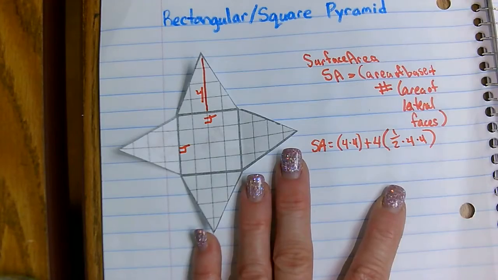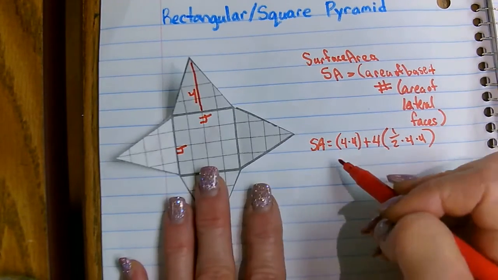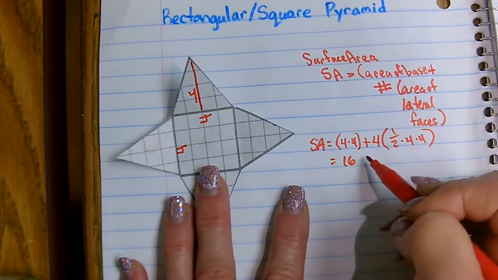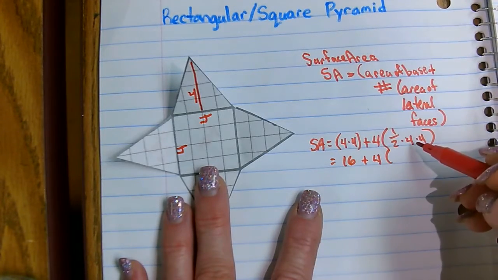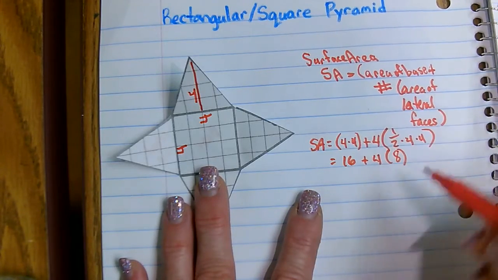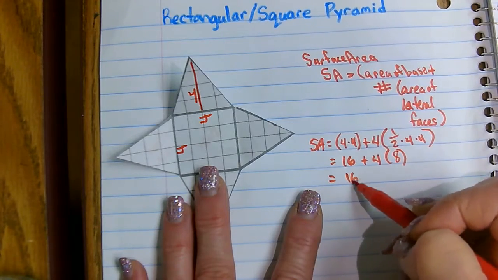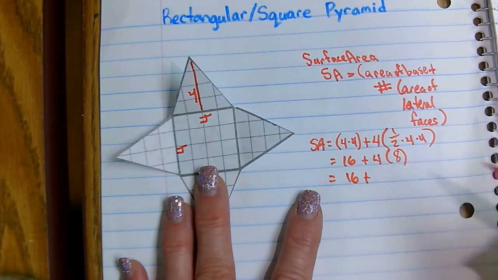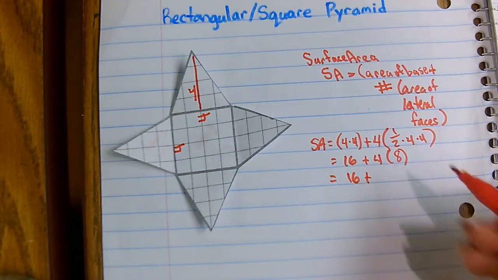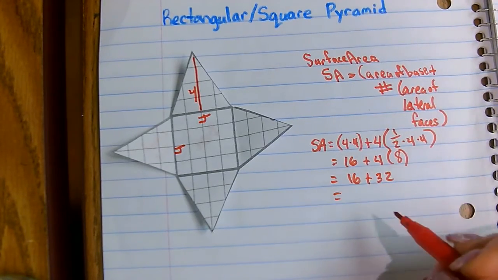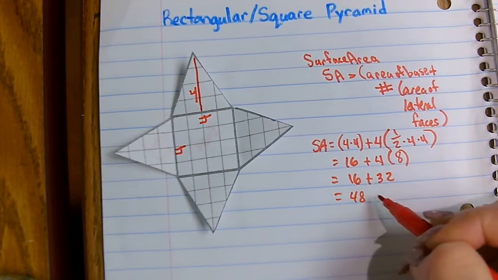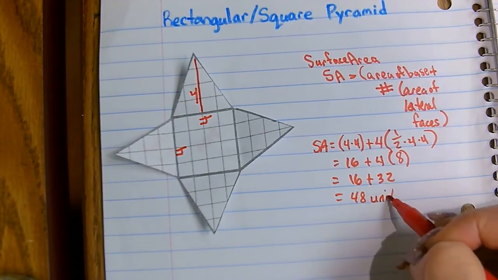All right? When we calculate that, 4 times 4 is 16 plus, we got 4 on the outside here. 1/2 of 4 is 2, times 4 is 8, equals 16 plus 4 times 8 is 32. And when you add these together, you get 48 units squared because it's area.